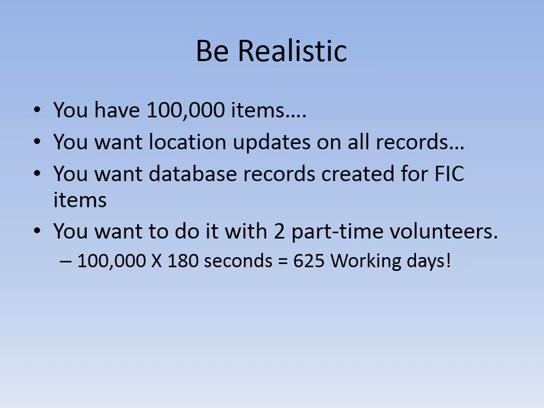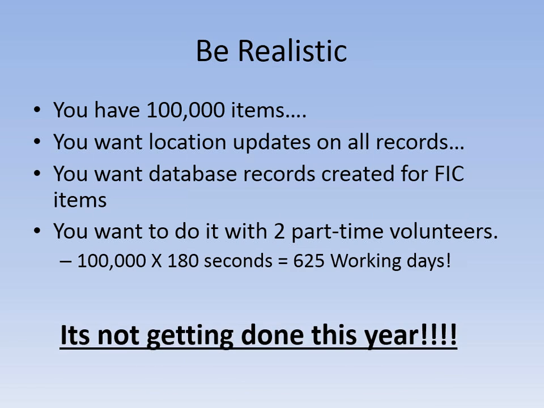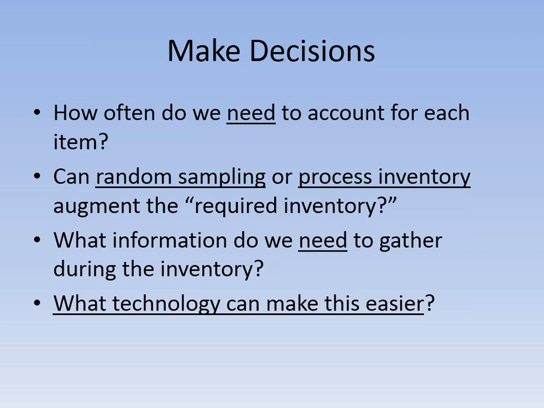Now, if you have a staff of 100 people, that's not too bad, only 6.2 hours each. Most of us don't have that kind of staff. All right, so then next slide. It just says we're not going to get it done this year if that's all the resources we have. So we have to make decisions. What do we need to account for, or how often do we need to account for each item?